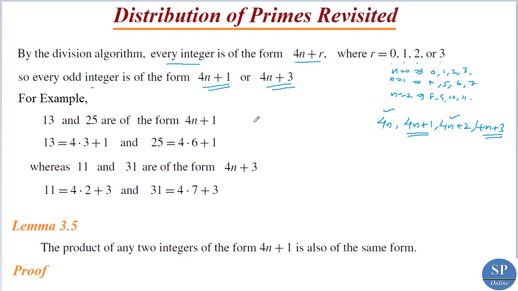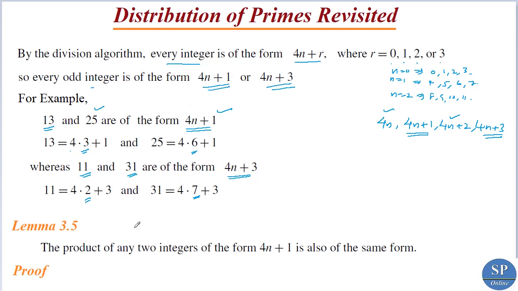For example, 13 can be expressed in the form 4n plus 1 as 13 equals 4 into 3 plus 1, where n is equal to 3, and 25 can also be expressed in this form as 4 into 6 plus 1, where n is equal to 6. Whereas 11 and 31 are in the form 4n plus 3, because 11 is equal to 4 into 2 plus 3 and 31 is equal to 4 into 7 plus 3. So every odd integer is of the form 4n plus 1 or 4n plus 3.